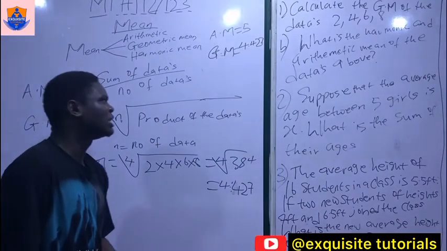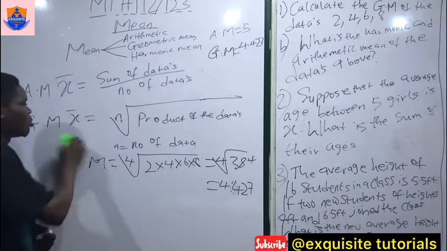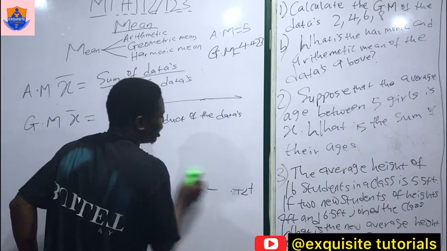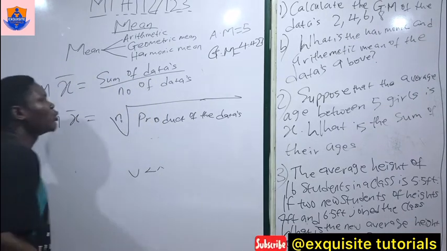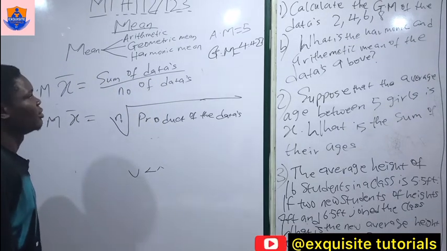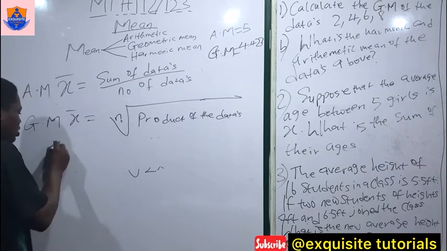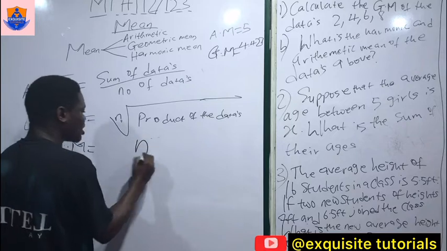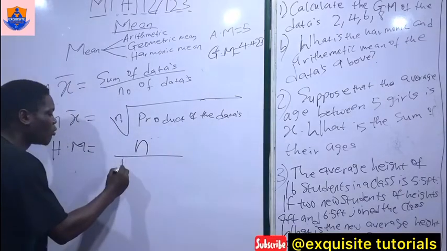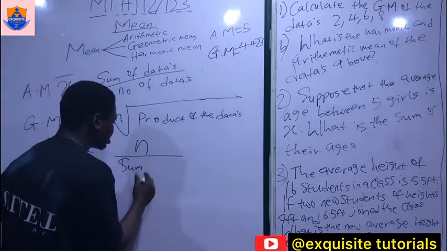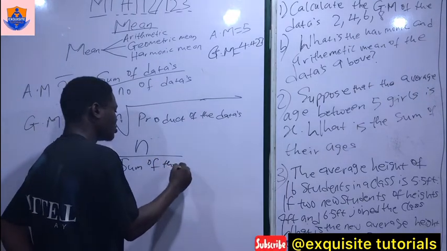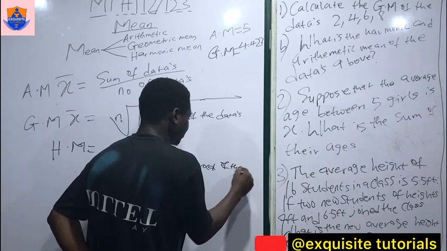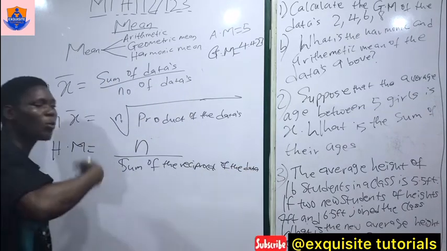Now, lastly, let's find the harmonic mean of that data. Harmonic mean. Now, take note of this formula. The harmonic mean, HM, is gotten by dividing the number of data by the sum of the reciprocals of the data. What do I mean by sum of the reciprocals?